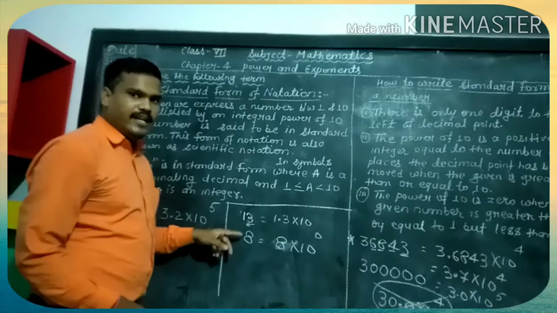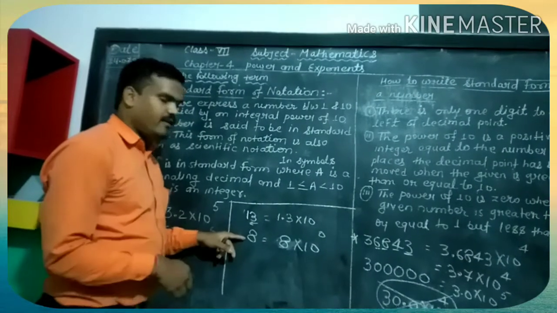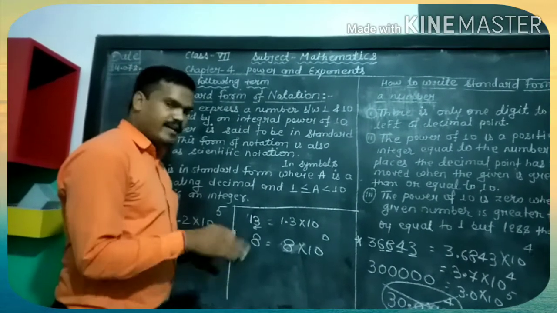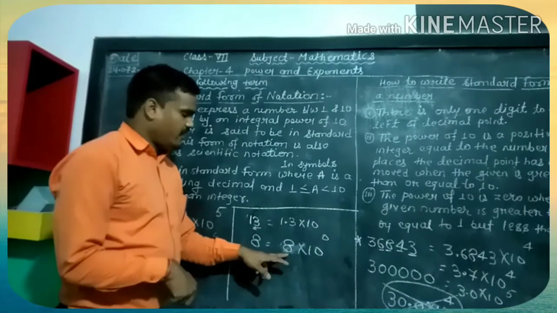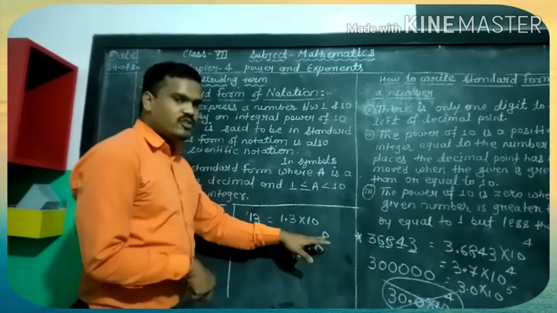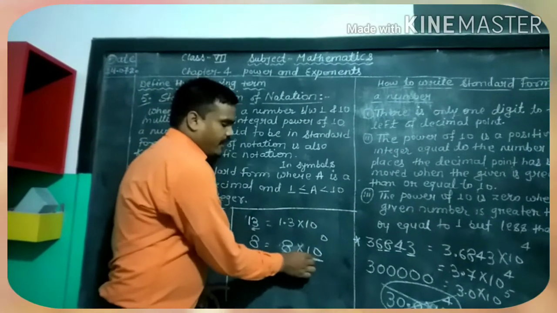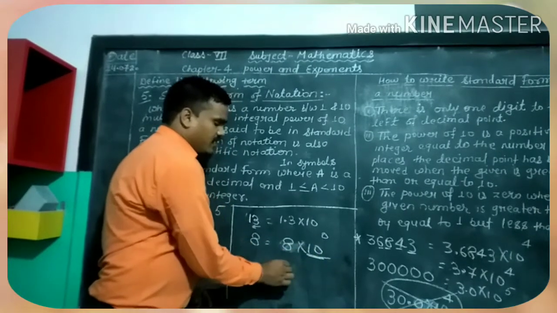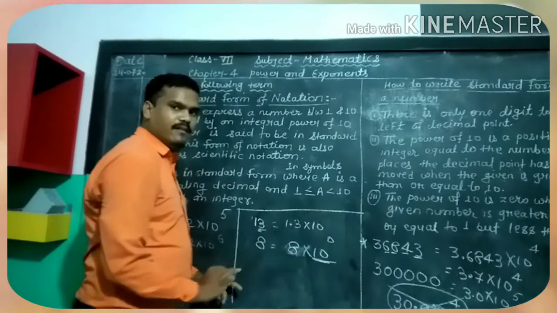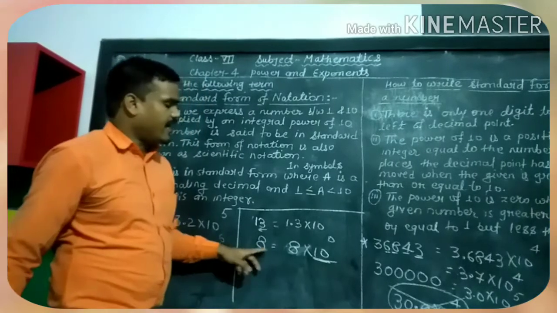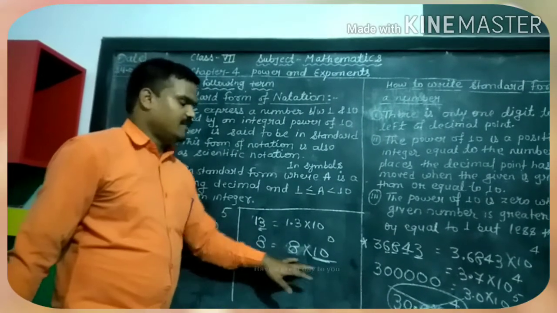And a single number 8. How will you represent a single number which is less than 10? 8 into 10 to the power 0. We apply 10 to the power 0, which means 1. 8 into 1 will be 8. So we can write a single digit number in this format.